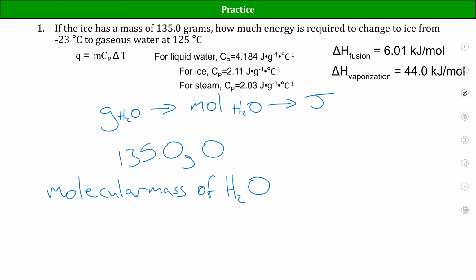Well, two hydrogens plus one oxygen, so two times the mass of hydrogen, which, check your periodic table. Mass of hydrogen is 1.0078, so I'm just going to go 1.008, and that's grams per mole. Plus we get one oxygen atom in there.